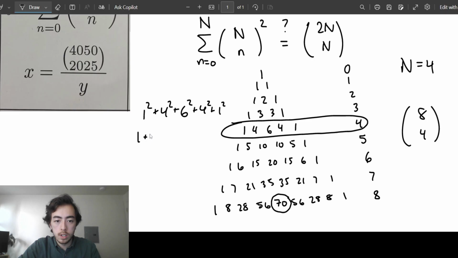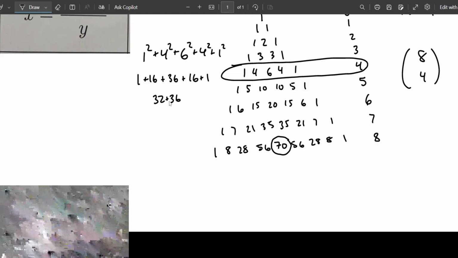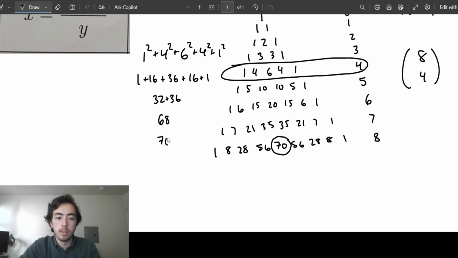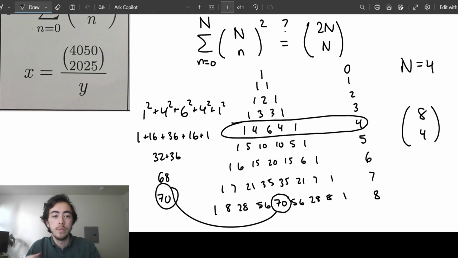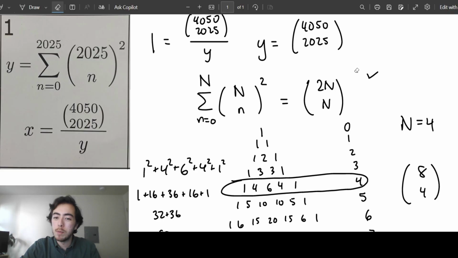That's going to get me 1 and 16 and 36, another 16 and a 1. 16 plus 16 is 32. 32 plus 36 is 68, and then tacking on those 2 ones does give me 70, which is the same number as right there. So this row number 4 does show that this equation is true, at least for this one example, although I do want some kind of convincing way to prove that it's equal for all the rows.